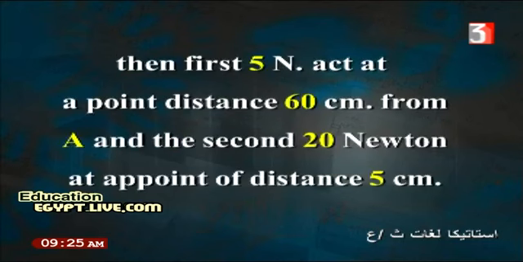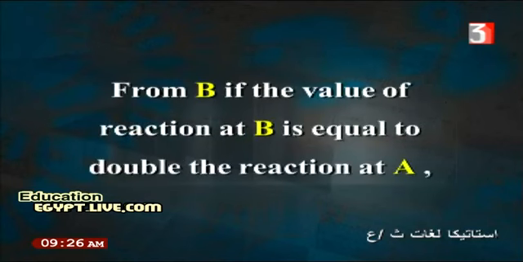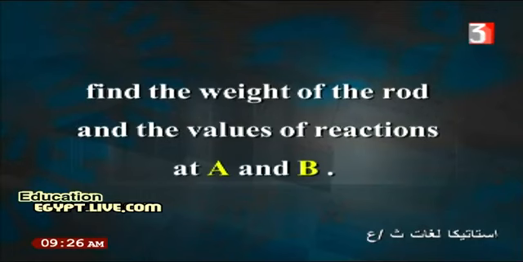The first weight, 5 Newton, acts at a point at distance 60 cm from A, and the second, 20 Newton, acts at a point at distance 5 cm from point B. If the value of the reaction at B is equal to double the reaction at point A, find the weight of the rod and the value of the reaction at A and B.